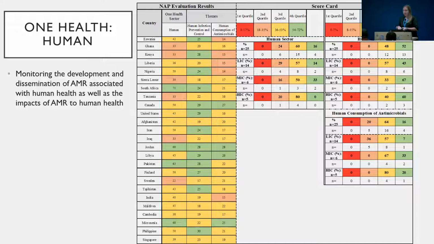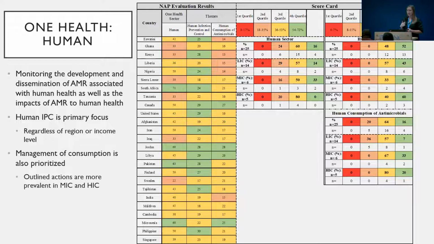So now going into the results from our study. First, looking at the human sector of One Health, this sector is concerned with monitoring the development and dissemination of AMR that's associated with human health, as well as impacts of AMR on human health. As you can see here off of our scorecard, these are all broken down where we have our sector here and then associated themes within that sector, and the rest of the scorecard showing those results. We're able to see that this is prioritized within these national action plans, and specifically the human IPC theme is the primary focus of all the national action plans we considered, regardless of region or income level. The next theme, the management of consumption in humans, is also highly prioritized.